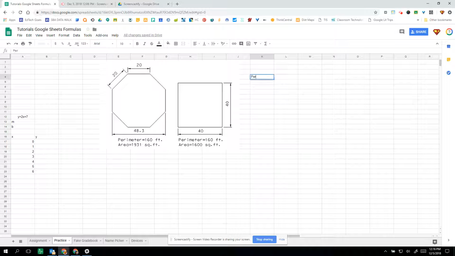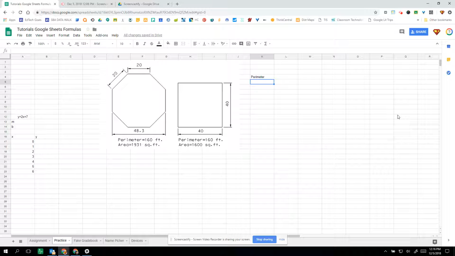We're going to get the perimeter of that square. So a couple ways to get the perimeter. The perimeter is, if you don't know, the distance around an object. So this side is 40, this side is 40, this side is 40, and this side is 40.